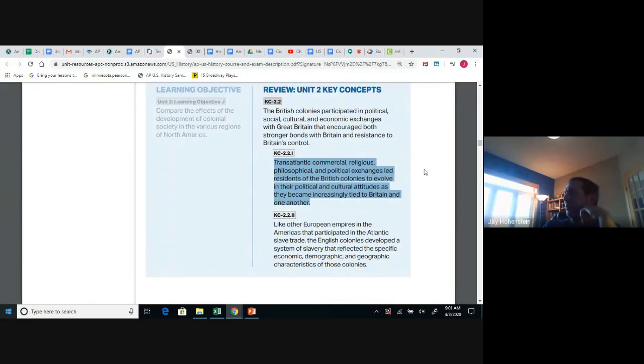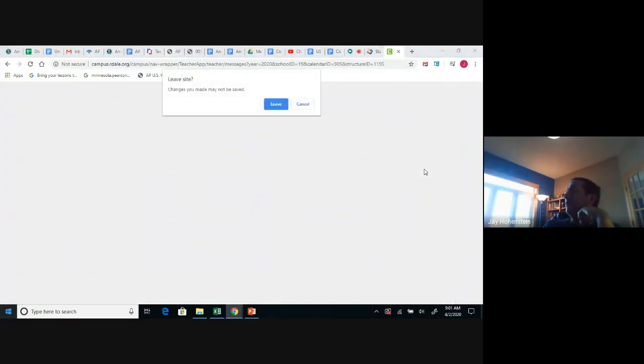Mercantilism. The colonists do benefit from mercantilism.